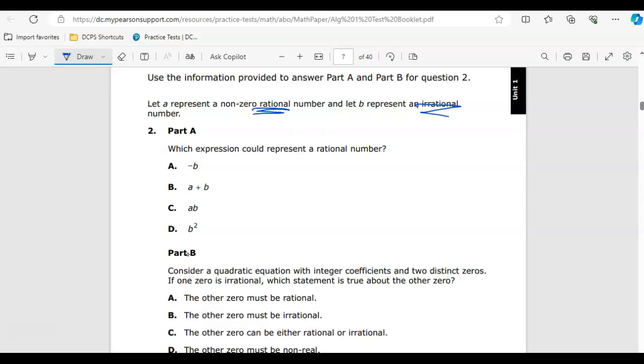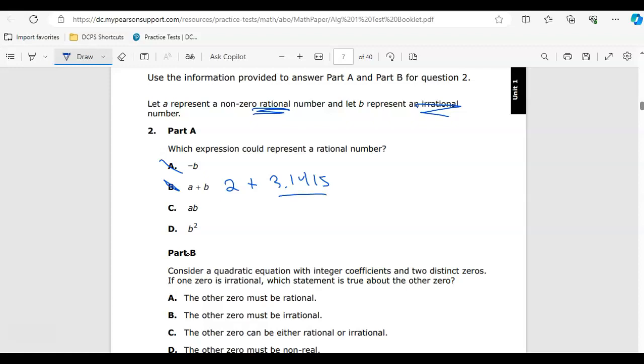It says which expression could represent a rational number? Well, negative B would just be a negative irrational number. A plus B, if we add a rational and an irrational, we will still get an irrational number, right? For example, if I were to add 2 plus pi, it's still going to have those extended decimals there.